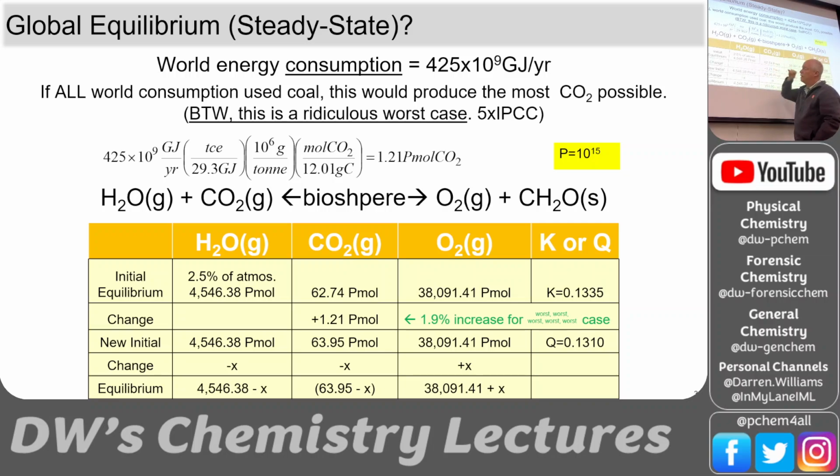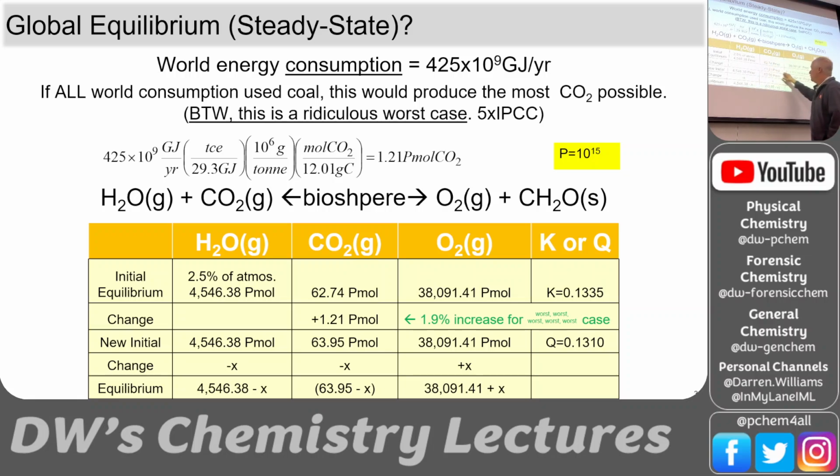And if we put in, let's say we took all 425 exajoules for the global consumption and converted that over to the worst source of fuel using coal, we would put in 1.21 petamoles of carbon. Now that's on the petamole scale. That's a huge amount of carbon. In fact, this is 5 times worse than the worst case scenario for the Intergovernmental Panel on Climate Change. So we took their worst case scenario, we went beyond it 5 times. Not 5%, but 5 times, 500%.